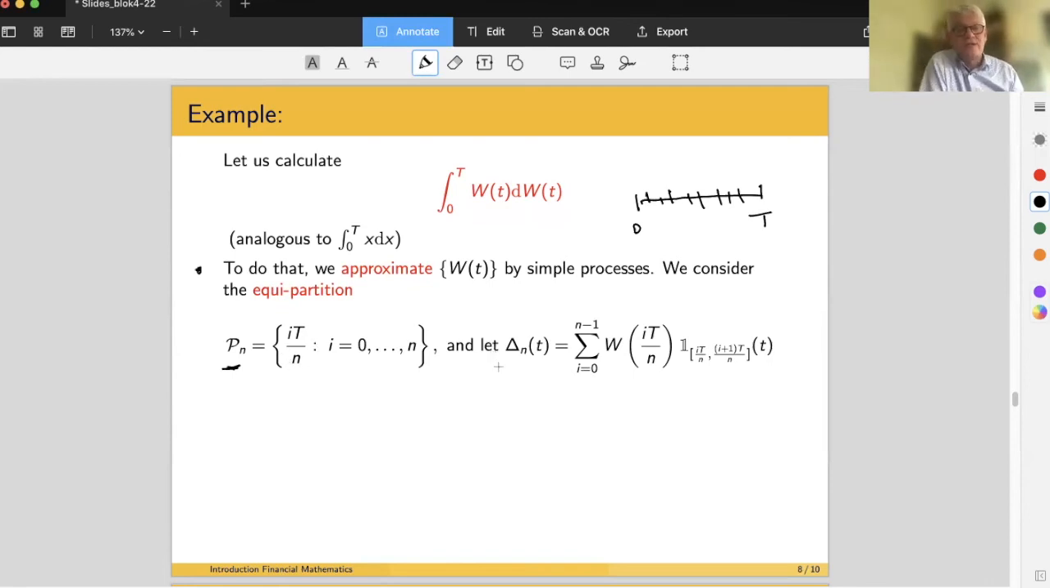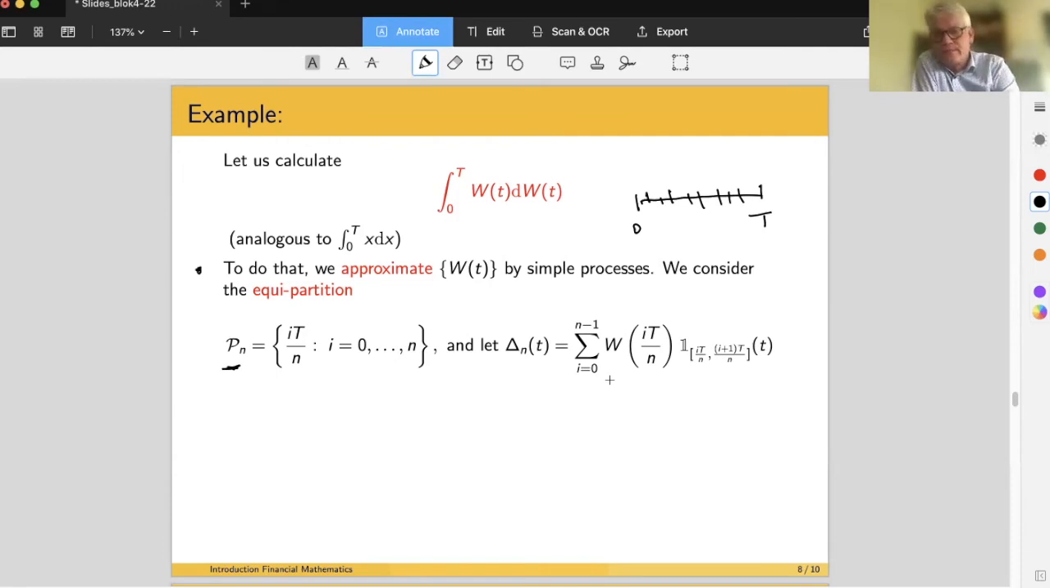And then we define our simple process delta n as follows. We take the left side value, we have W. So in fact, it is a sum. i runs from 0 to n minus 1 of W at the left side point. That is W with argument i T over n times the indicator function in that interval from i T over n to (i plus 1) T over n. This is the definition of our simple process. And you will see that we have to work hard.